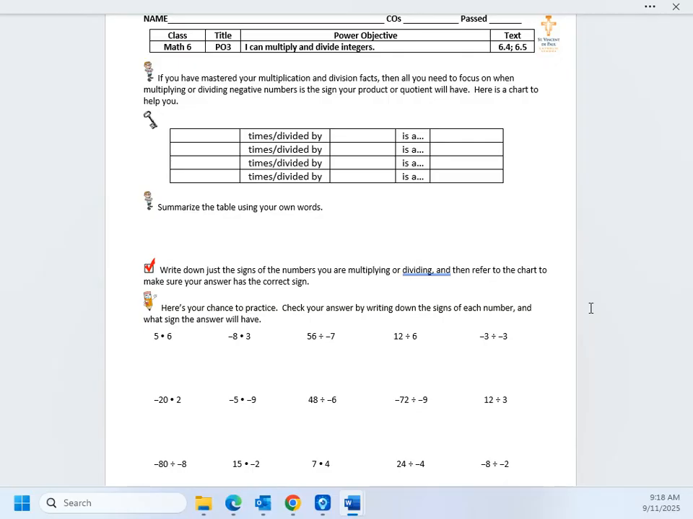We've been multiplying and dividing with our whole numbers for years now, right? 3 times 3. We learned that starting back in 3rd grade, we worked on multiplication facts. Now we're throwing it in as integers. Remember, integers can also be negative. So we're throwing in that negative number piece. So if you've mastered your multiplication and division facts, then all you need to focus on when multiplying or dividing negative numbers is the sign your product or quotient will have. So your answer, is it going to be positive or negative?